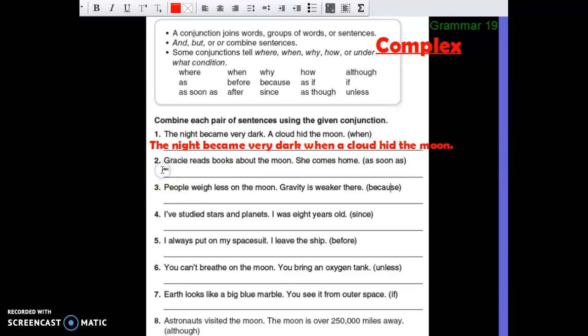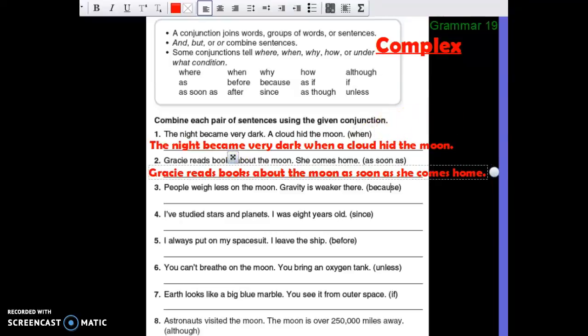Let's also do number two together. It says, Gracie reads books about the moon. She comes home. And we're going to use the conjunction as soon as. Gracie reads books about the moon as soon as she comes home. That would make sense. I'm going to rewrite that whole thing on the line. Gracie reads books about the moon as soon as she comes home. Period at the end. Okay.